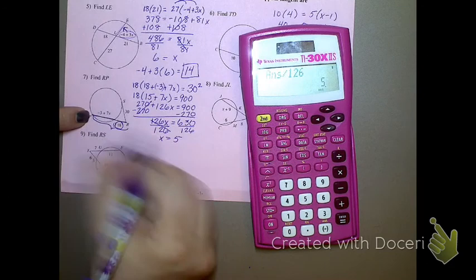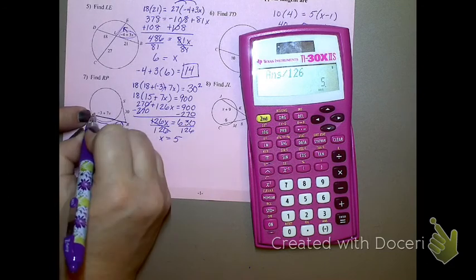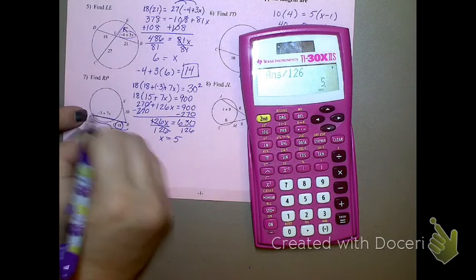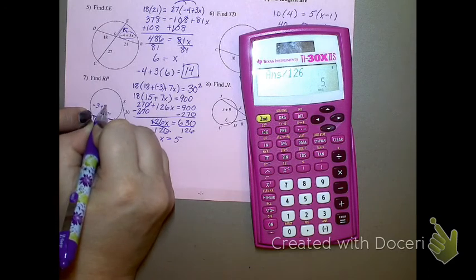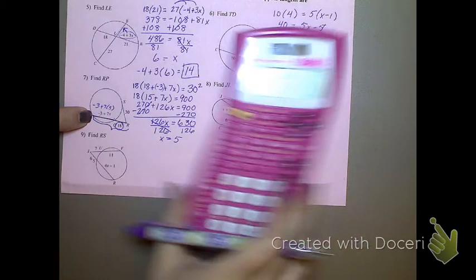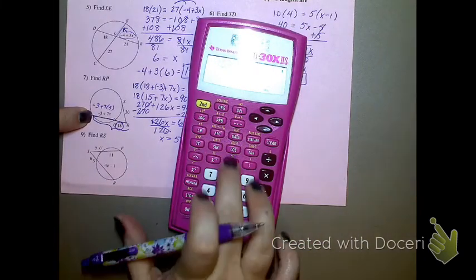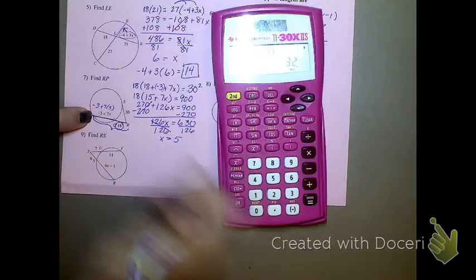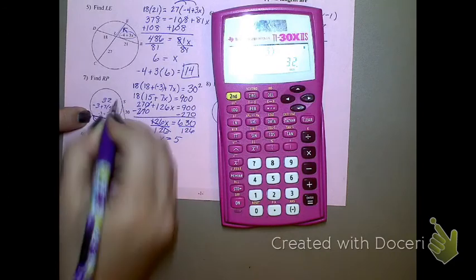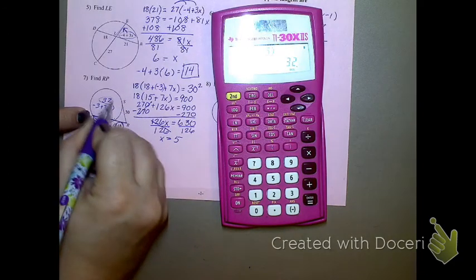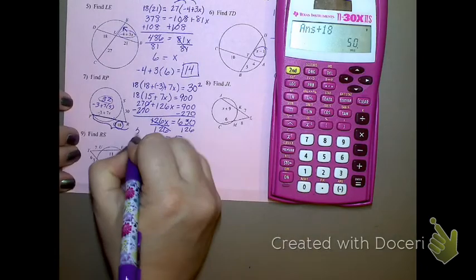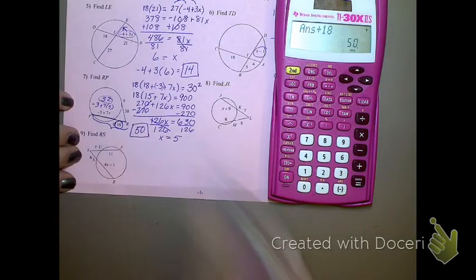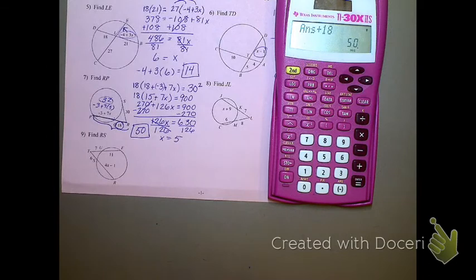So, if X is 5, what is PQ? Negative 3 plus 7 times 5 is 32. So what is RP? It's going to be 32 plus 18, which is 50. So my final answer there is 50. So getting X isn't enough. You have to continue on.